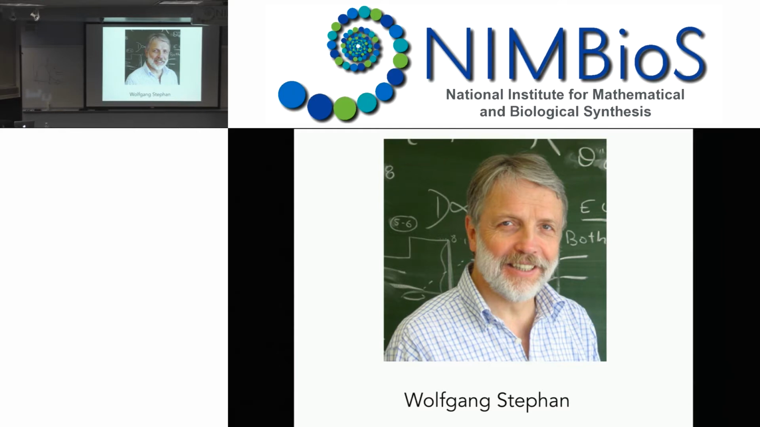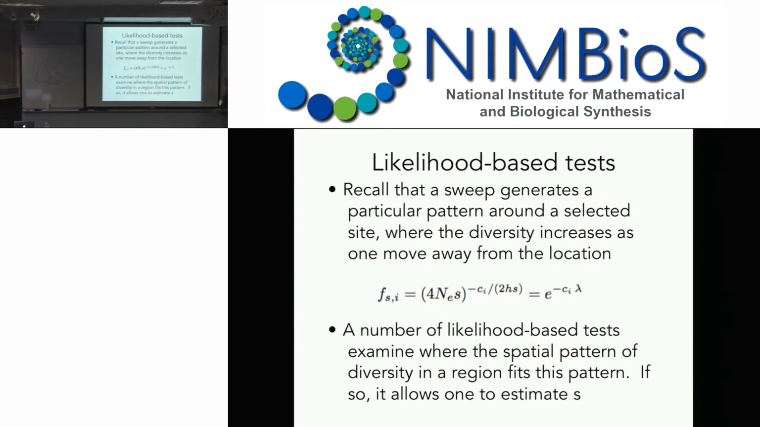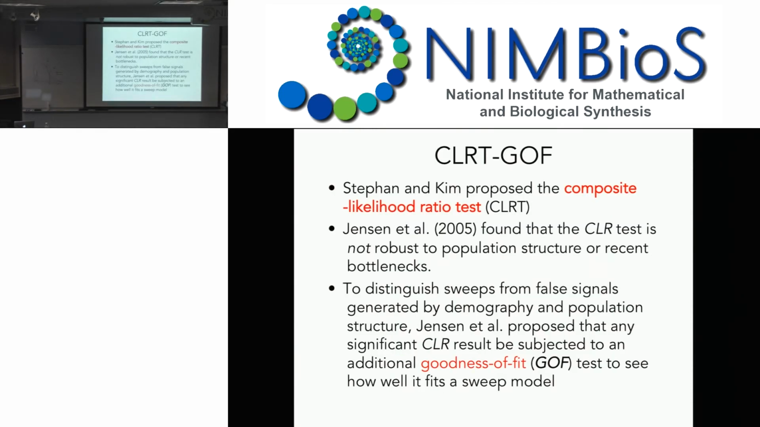Wolfgang Stephan is one of the people that pushed these methods fairly hard. And so Wolfgang and Kim proposed what's called the Composite Likelihood Ratio Test. Basically what they do is they compute this likelihood at a series of markers, and then using that series of markers, find out if there's a best fit and where the putative sweep site is and what its strength of selection is. So it's a likelihood ratio approach. The details are given in the book.